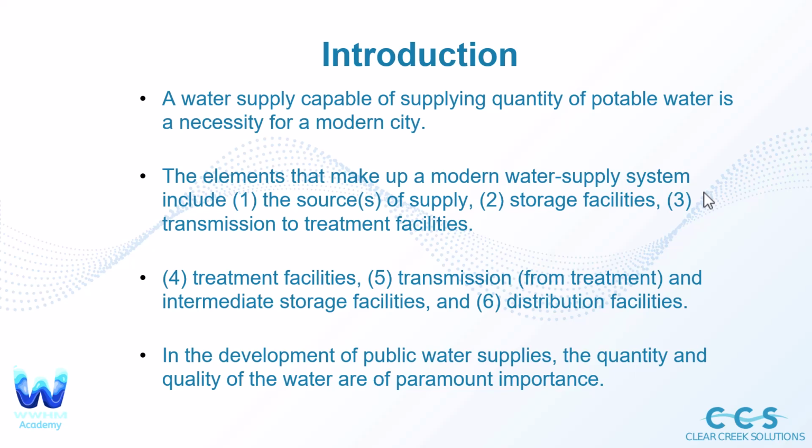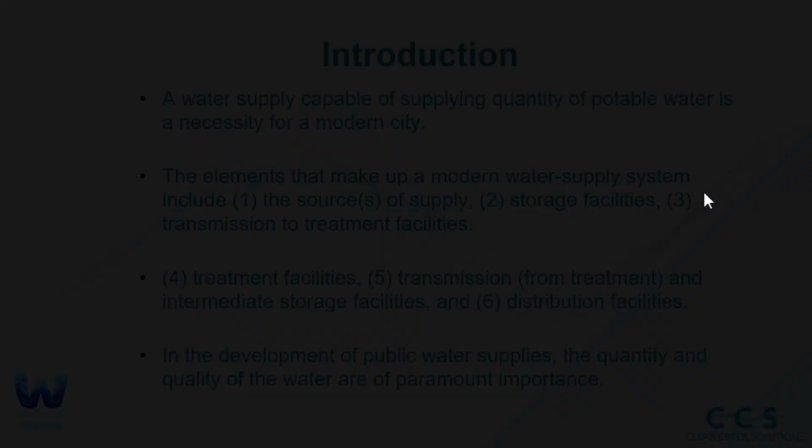So water supply capable of supplying quantity of potable water is a necessity for any modern city. The elements that make up a modern water supply system include number 1, the sources of the supply, number 2, the storage facilities, 3, the transmission to treatment facilities, 4, treatment facilities themselves, 5, transmission from those treatment facilities to intermediate storage facilities, and then 6, the distribution facilities. In the development of public water supplies, the quantity and quality of the water are of paramount importance.